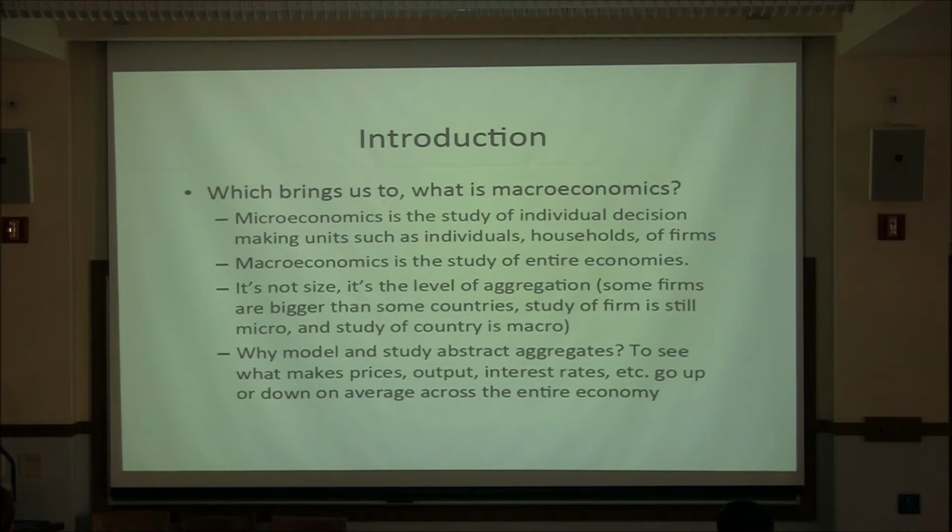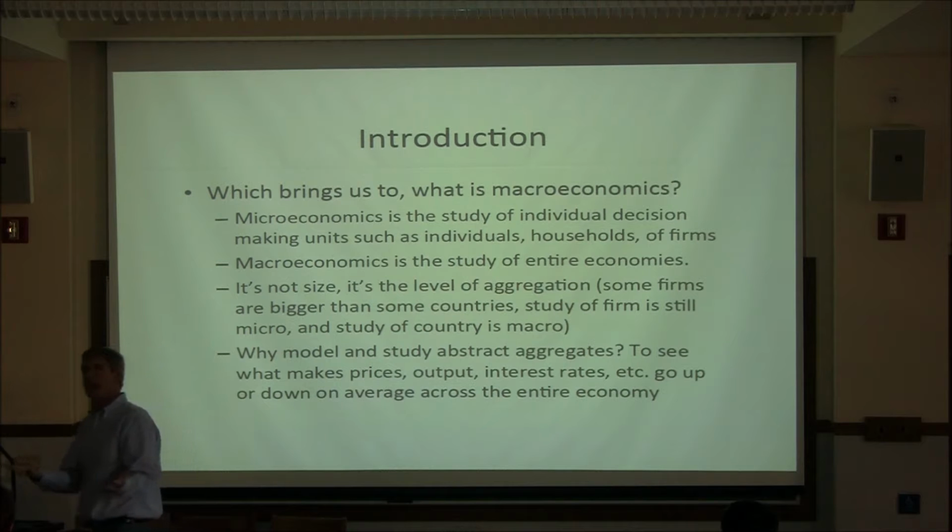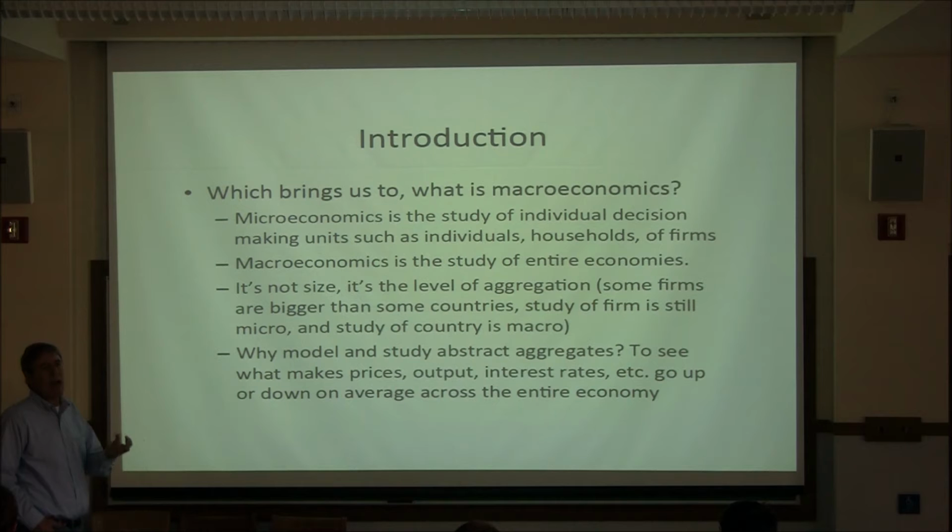Macro is a study of entire economies. And what we're interested in is what makes, say, all prices go up or down on average. So if we look at average prices across the economy, what would tend to make average prices go up? Now, when inflation is going up, some prices are falling and some are rising. What's going to make inflation? Inflation is a measure of the change in the average. So what would make the average level of output for firms go up or down?